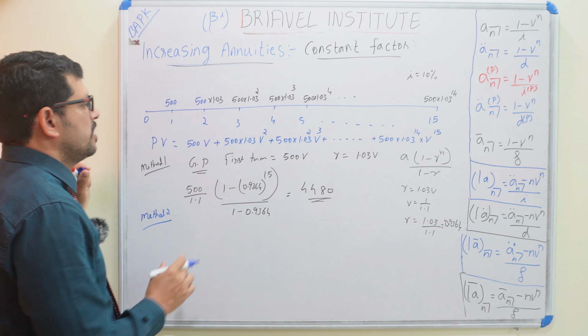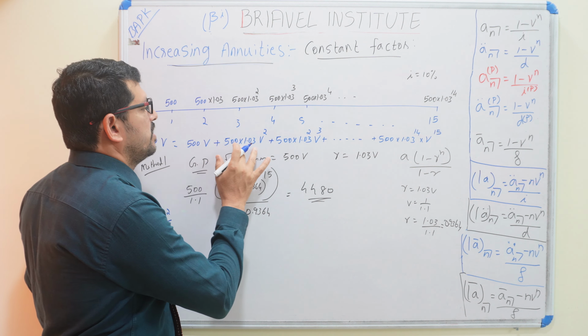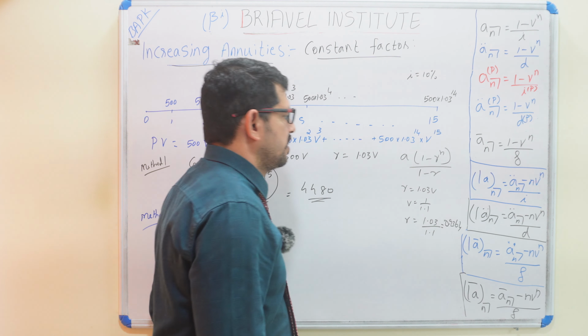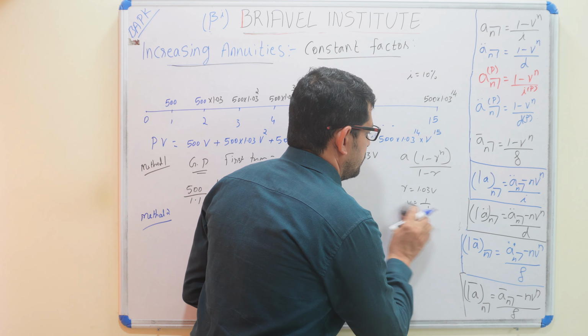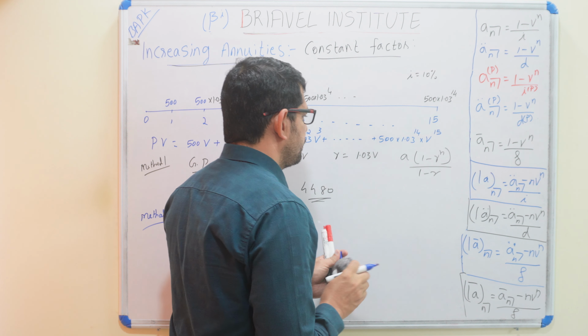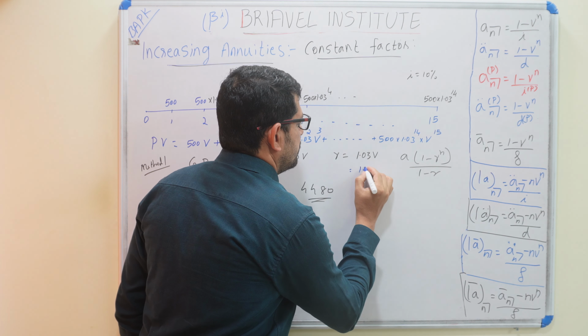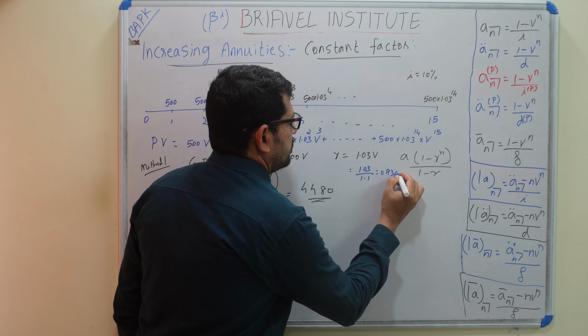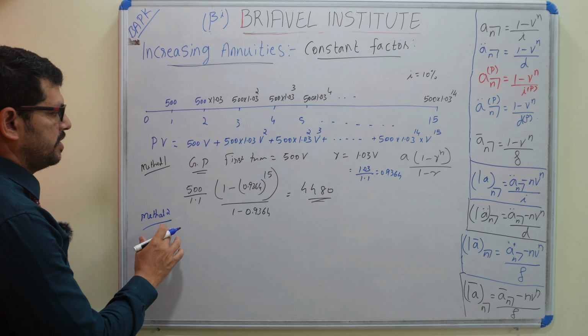method 2. So this is my formula, 500 v like that. This is just I want to modify. Here I substitute, this is removing. Here itself we can write 1.03 divided by 1.1, so 0.9364. I'll get some space down.